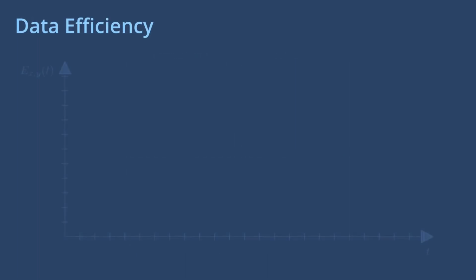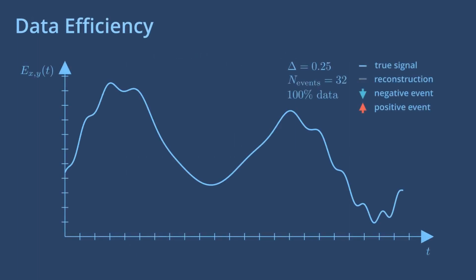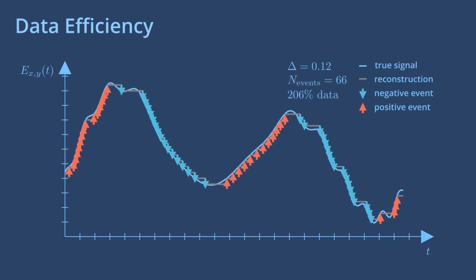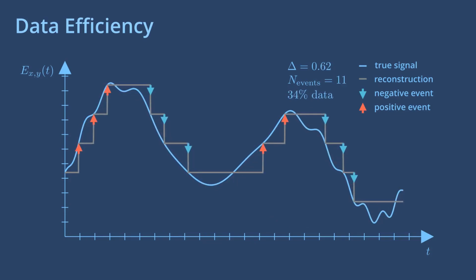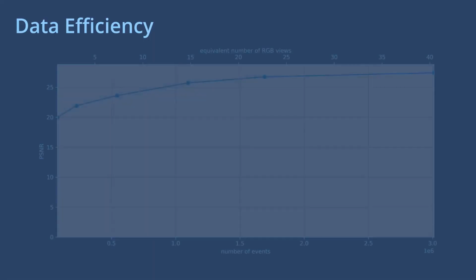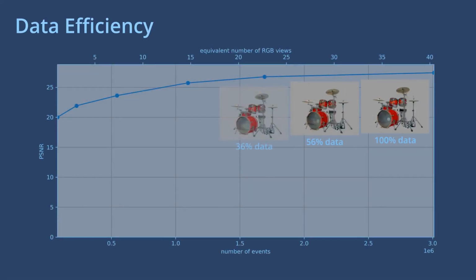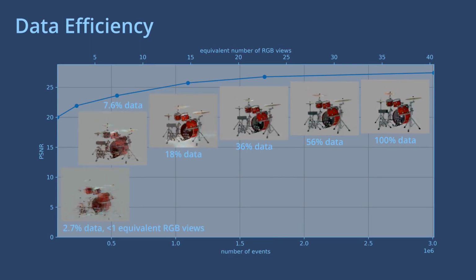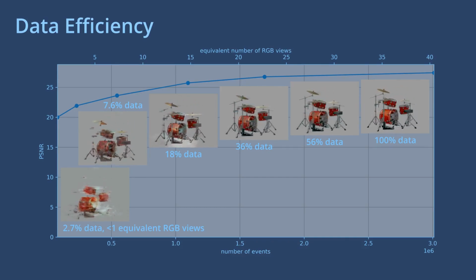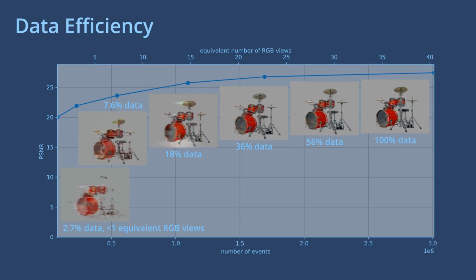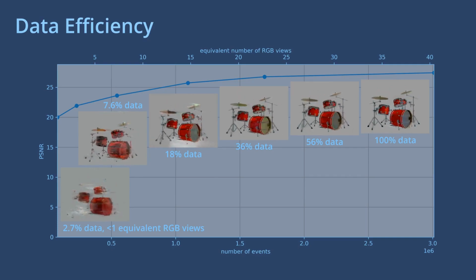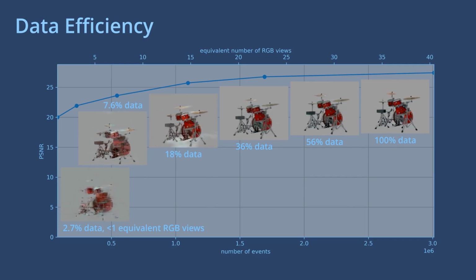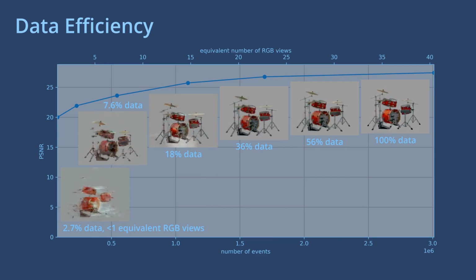Now we discuss data efficiency. By varying the event generation threshold, we can control how much data there is without changing the duration of the event stream. Note that at thresholds high enough, some details never trigger a single event and hence cannot be reconstructed. As we can see, our model successfully reconstructs the scene even from 3% of the data, which is equivalent to less than one regular RGB view. This is possible because even this small amount of data contains all the information from all of the camera movement. Hence, we can still use multi-view consistency to reconstruct the scene.